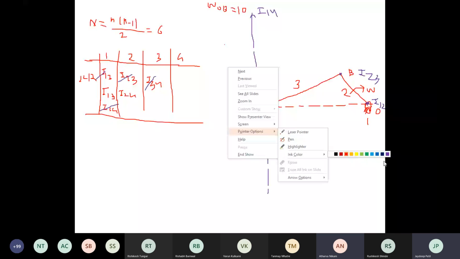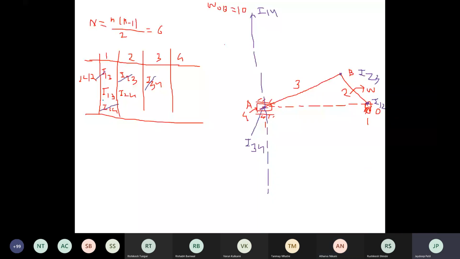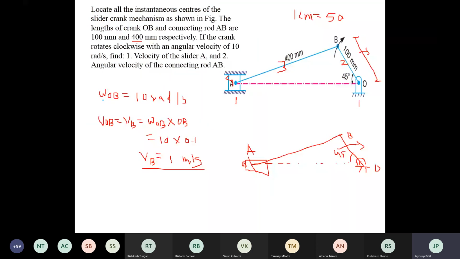I13 and I24 find out करना है. Now see here, there is no need to find out all the ICRs in the given mechanism, only the required ones. If you read the problem, you have to find out the velocity of slider A and the angular velocity of AB.